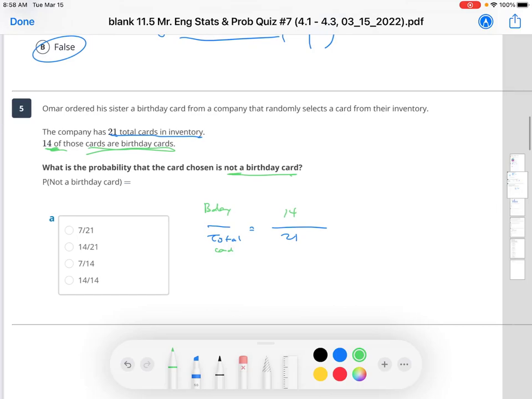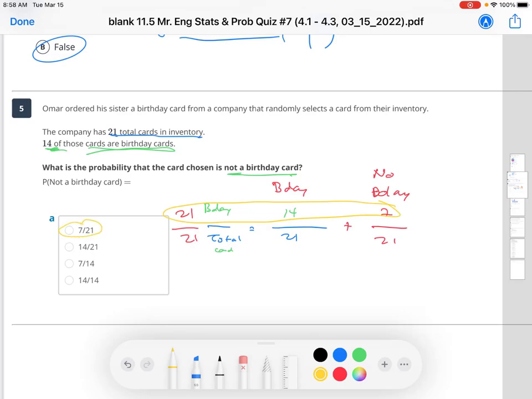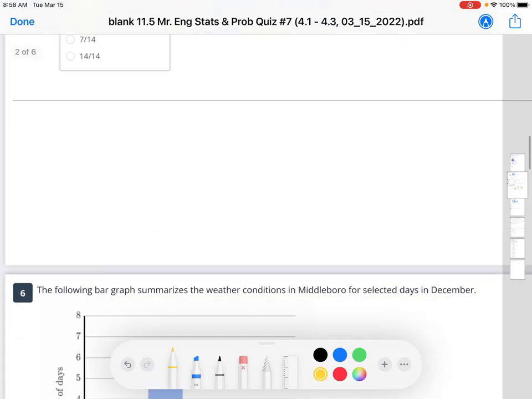So I want this to add up to be 21 over 21. So this is B-Days and no birthday card. Well, this would have to be 7 over 21, right? Because I'm just adding the numerators to get 21. So that would be 7 out of 21. And that would be the first one for number 5.